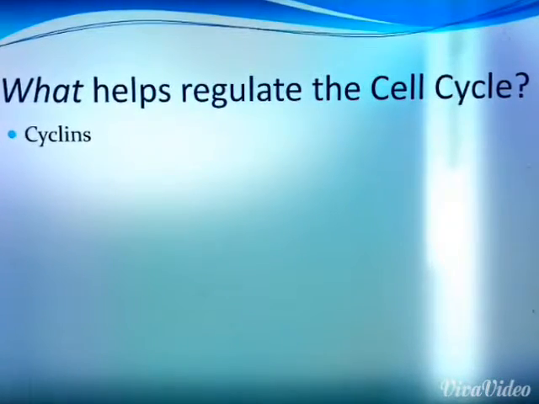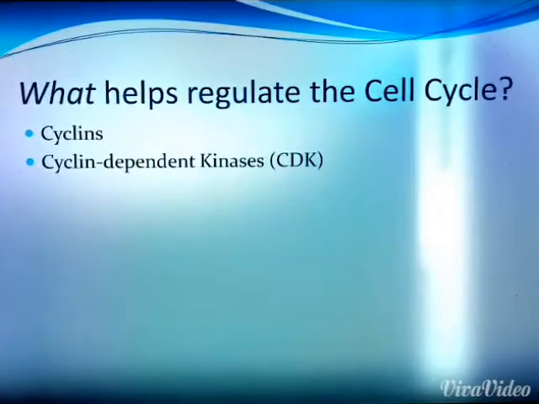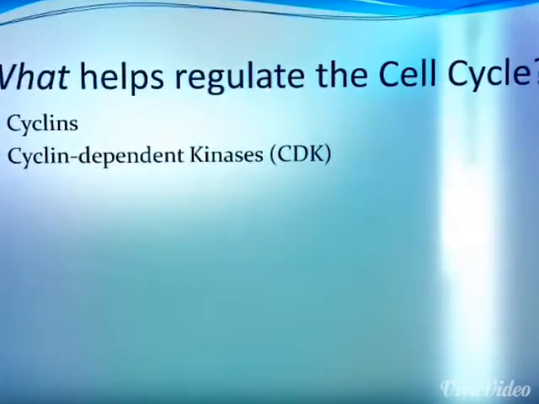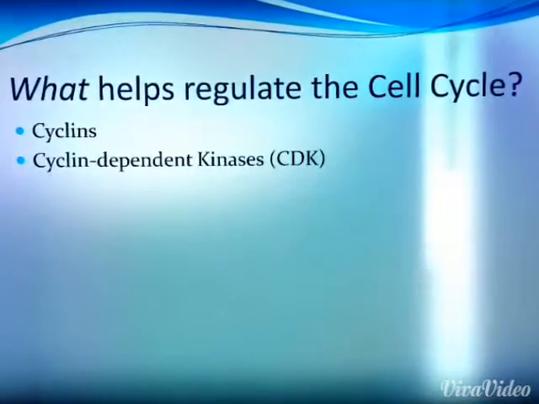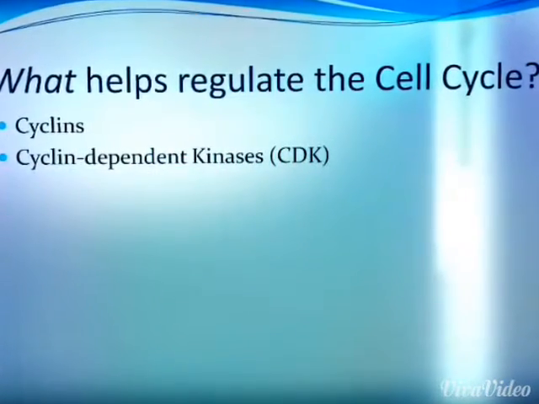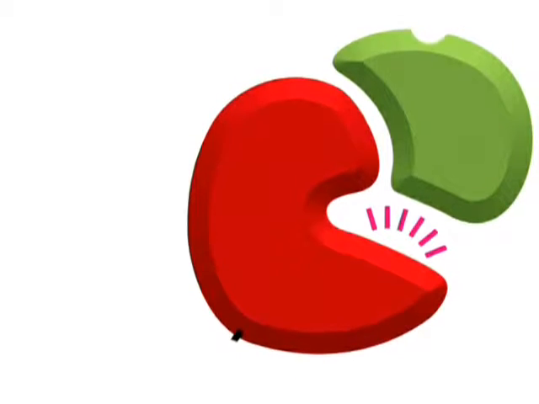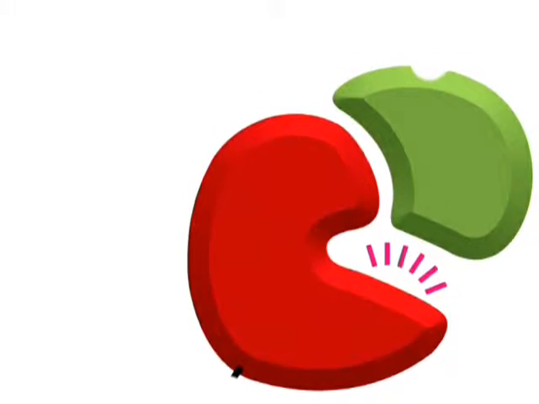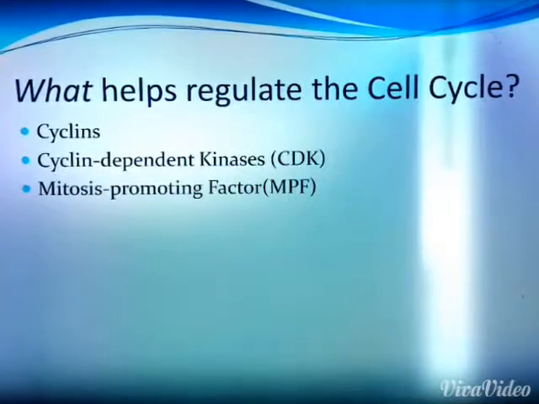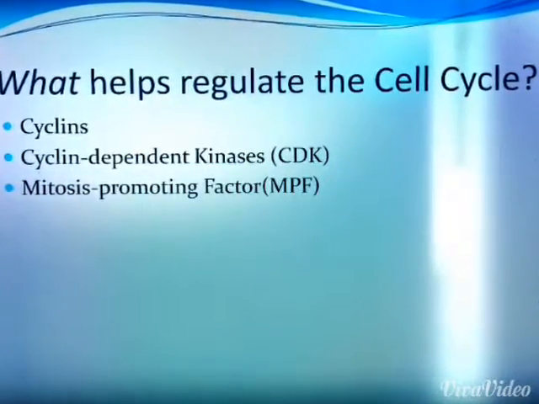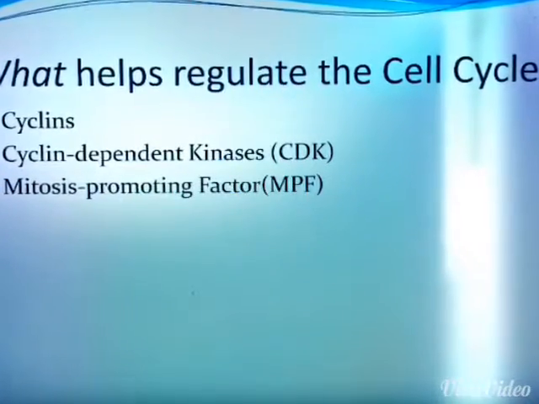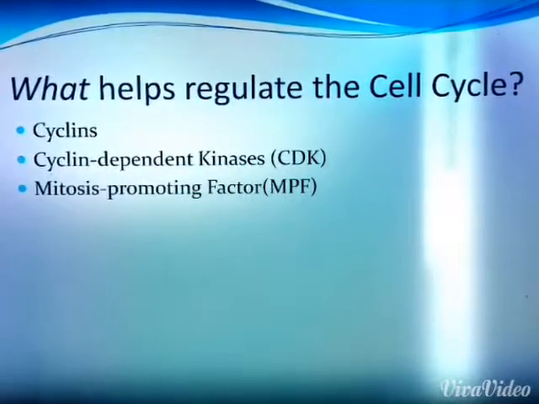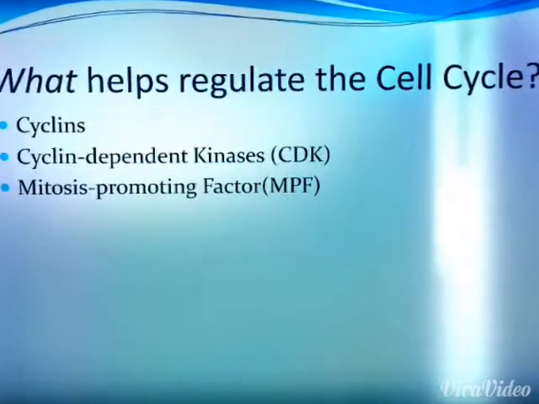Cyclins are proteins that activate, or turn on, cyclin-dependent kinases, or CDK. Cyclin-dependent kinases are enzymes that help advance the cell past each of the checkpoints in the cell cycle. This is an activated CDK. We can also say this is a mitosis promoting factor, which is an activated CDK, so a cyclin attached to a CDK. A mitosis promoting factor helps advance the cell cycle to mitosis, or it promotes the cell to mitosis.